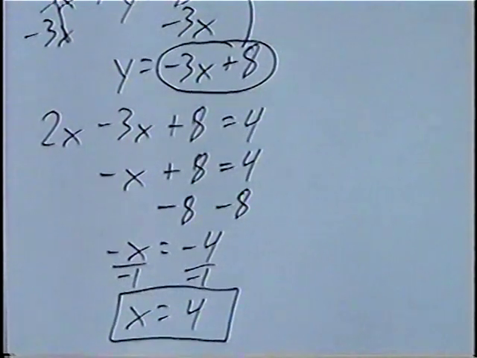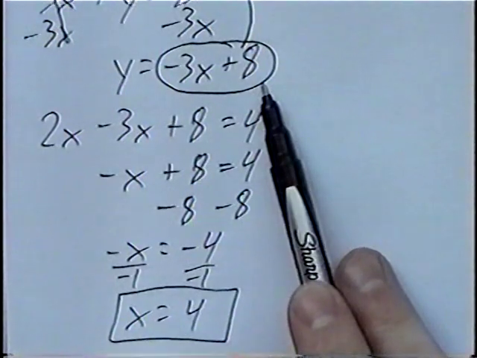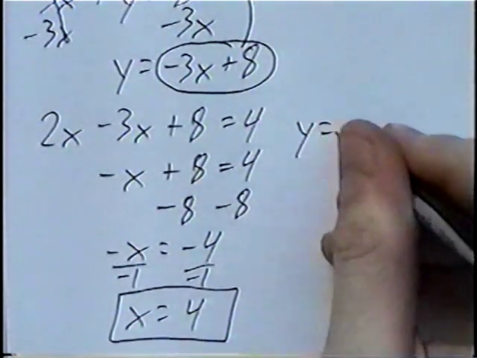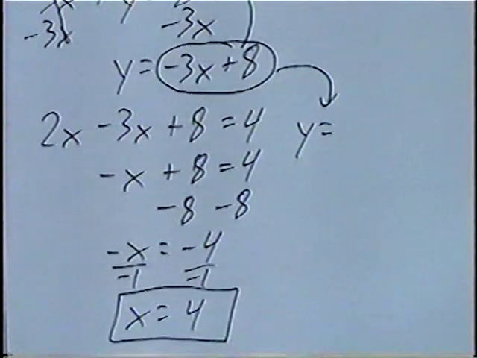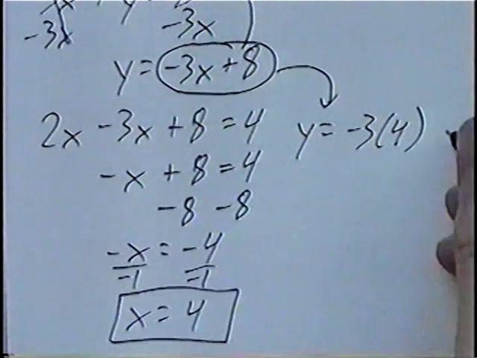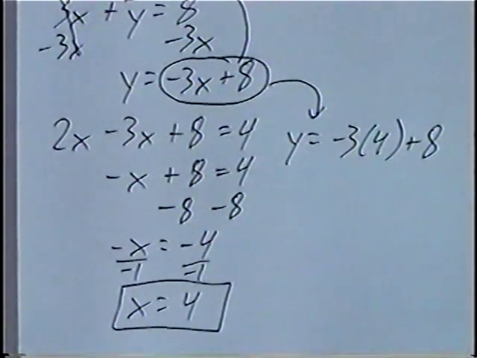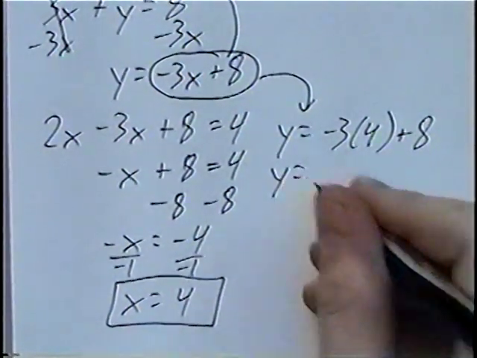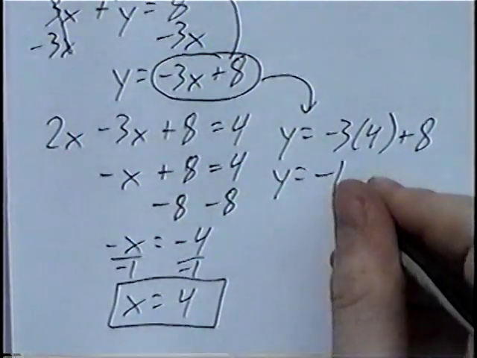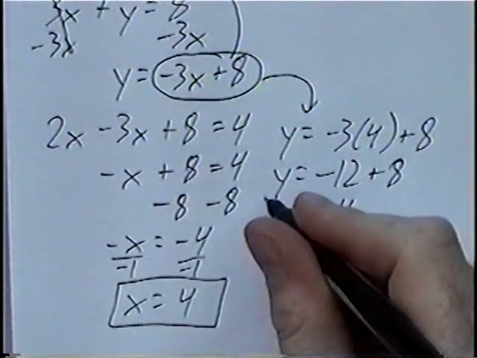Again, you have two answers for substitution questions. Taking x equals 4, we can plug it back into either question at the beginning, or we can also use the equation that we used to substitute. So in this case, y would equal negative 3x plus 8, but we can plug a 4 in for the x. So negative 3 times 4 and plus 8. Simplifying, negative 3 times 4 is negative 12 plus 8. So y equals negative 4.